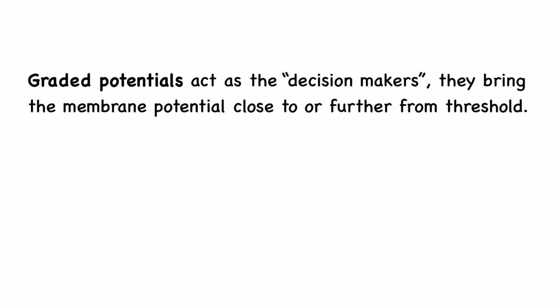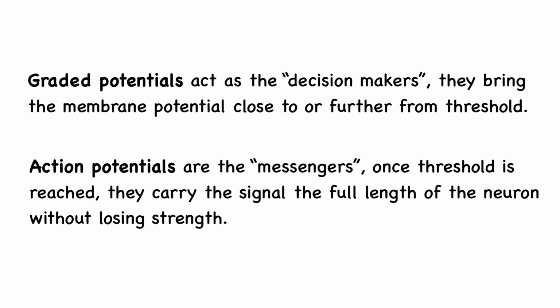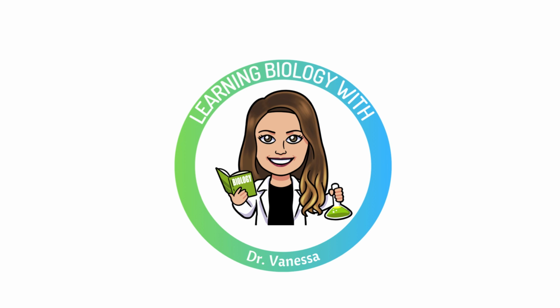Graded potentials act as the decision makers. They bring the membrane potential closer to or further away from threshold. Action potentials are the messengers once threshold is reached. They carry the signal the full length of the neuron without losing strength. In our next video, we'll see that the electrical message turns into a chemical one at the synapse and how the body keeps signals from running wild. That's where neurotransmitters come in.